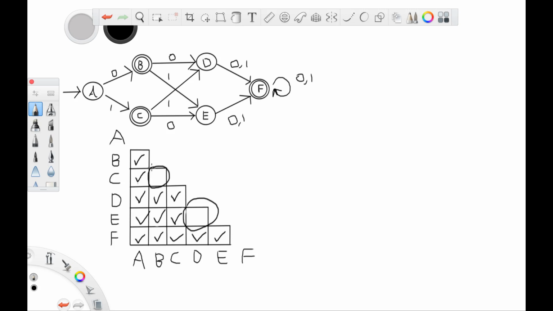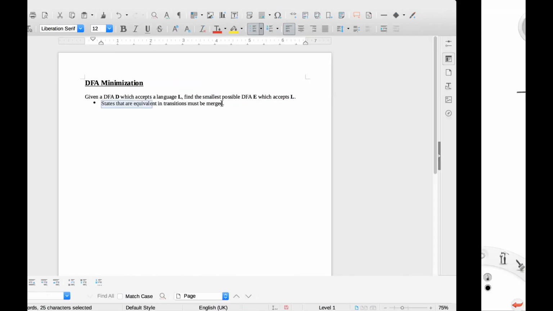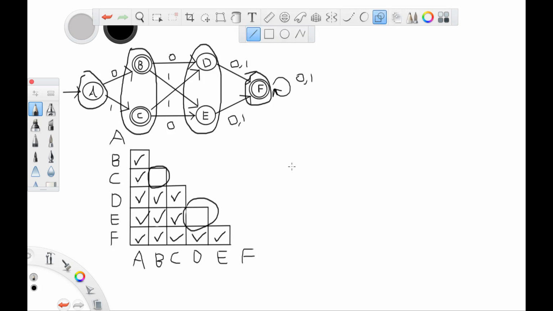What this tells us is that, as we've seen here, these states are equivalent in transition. So they need to be merged. So BC is going to be made into one state, and DE, these are going to be made into one state as well. So we're going to have a state called BC and a state called DE. Let's also circle A and F, just to represent that these are the 4 states that we're going to have. Now, let's draw out our minimized DFA.